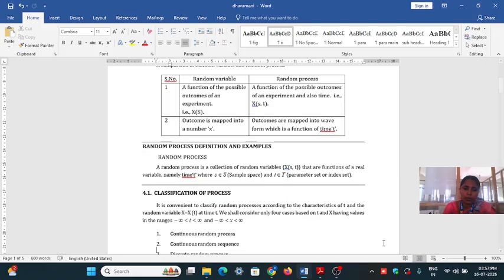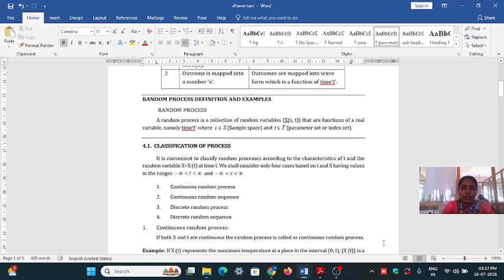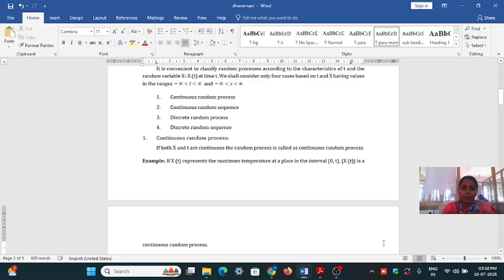Classification of random process: we have four types of classification. First one is continuous random process, second one continuous random sequence, third one discrete random process, fourth one discrete random sequence. What is meant by continuous random process? If both X and t are continuous, the random process is called a continuous random process. One example: if X(t) represents the maximum temperature at a place in the interval (0, t), then X(t) is a continuous random process.